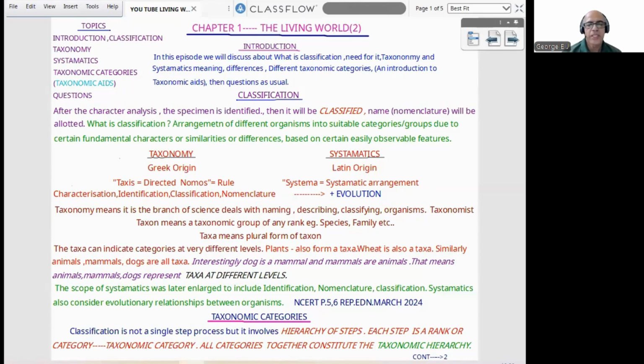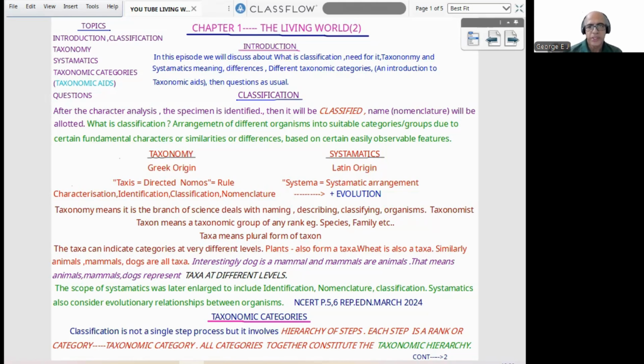So what are the things we'll be discussing in this episode under Chapter 1, Living World, the last part of this chapter? Topics for discussion as usual: introduction, classification, taxonomy, systematics, taxonomic categories, and finally an introduction to a topic, taxonomical aids, which is presently not in the NCERT syllabus. If it comes into the NEET exam syllabus, I will do another detailed episode on this channel. For the time being, we can proceed to Living World part 2, introduction.